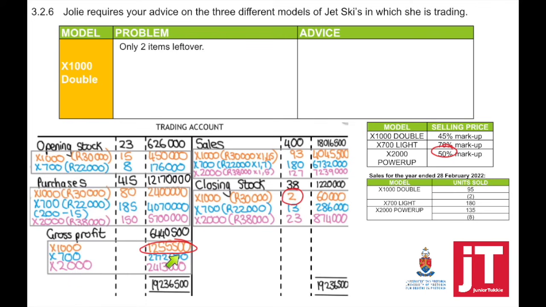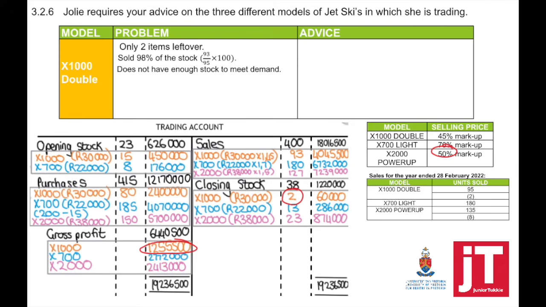If I look at the gross profit, it's the least out of all of them. The markup percentage is 50%. So what is a potential problem is that there's only 2 items left over. We sold 98% of the stock. To calculate that, you have to take the number of units that were sold divided by the number of units available, and percentage is always times 100.